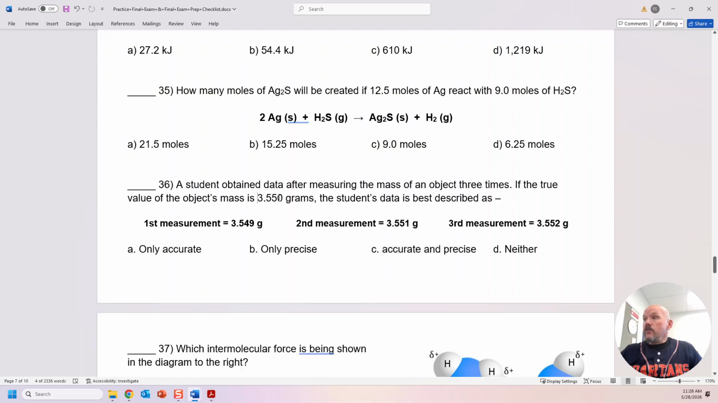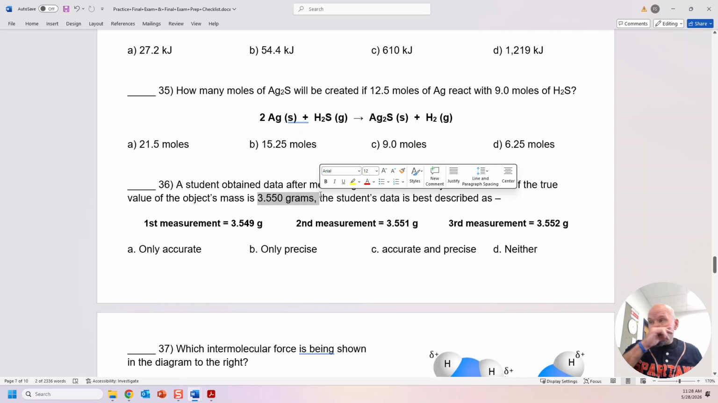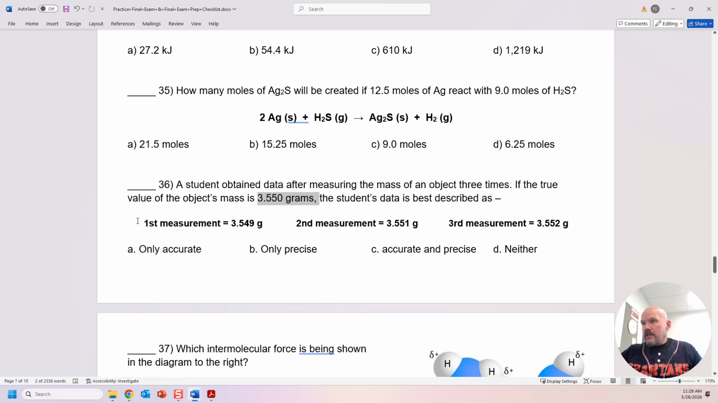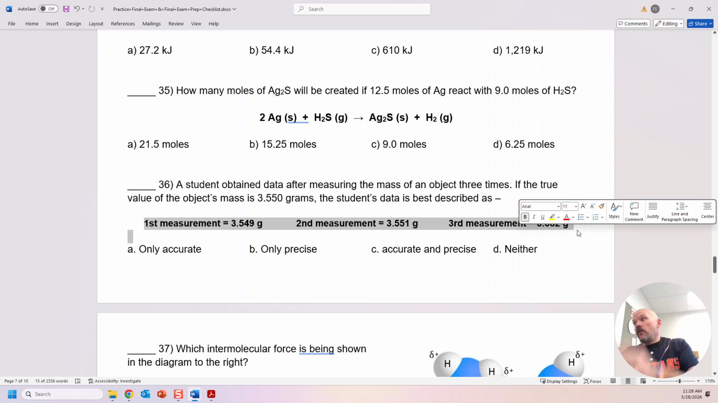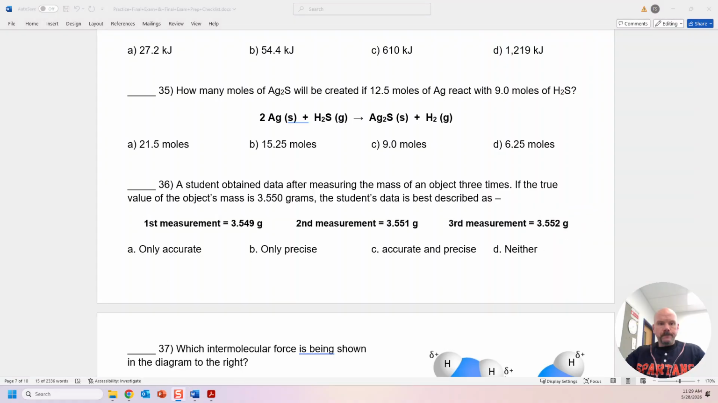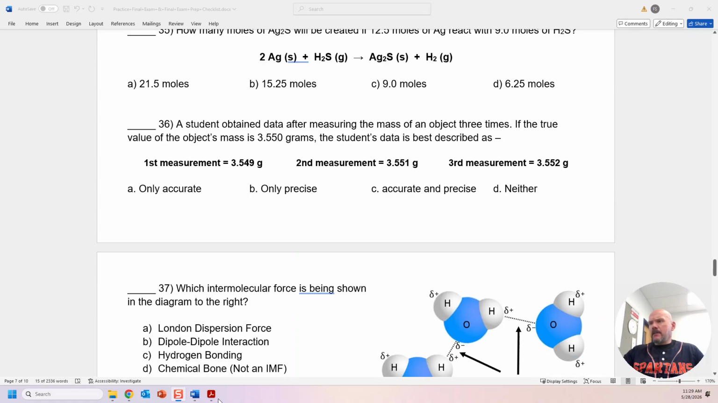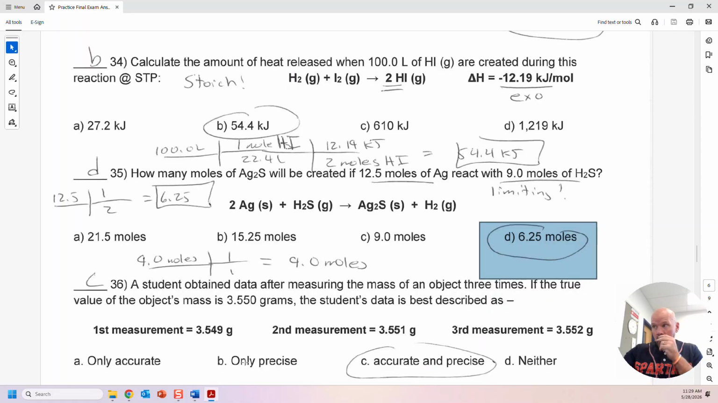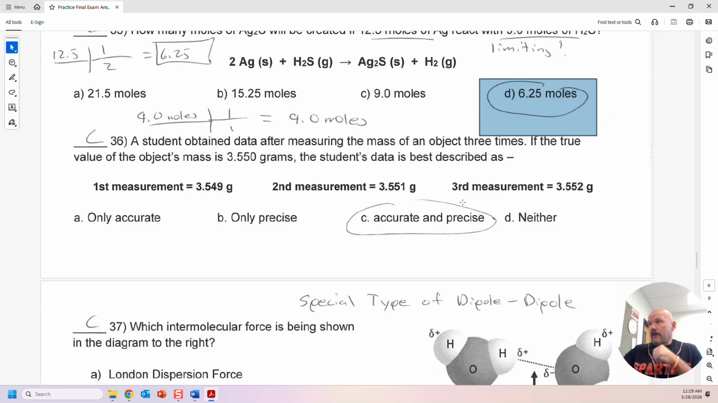So again, you need to know what the true value is in order to know if you're accurate or not. To know if you're precise or not, you just need to compare your values to each other. So if you've only taken one measurement, if you've only done one trial, you can't know about precision until you do multiple trials. Okay. All right, so let's see if I have any notes on that one. No, okay, pretty straightforward.